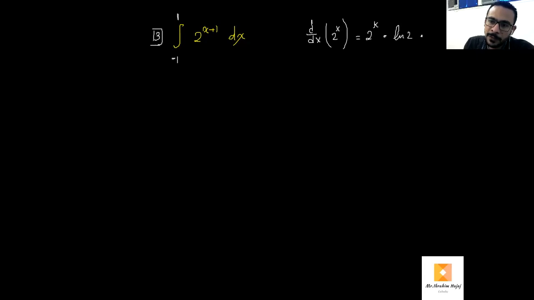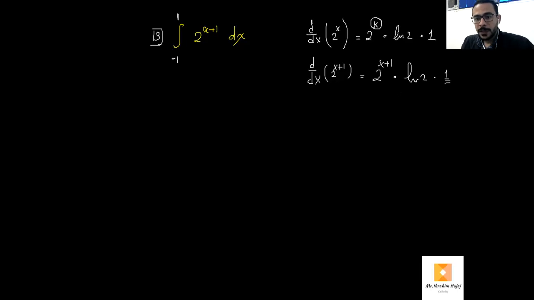Multiplied by the derivative of the exponent, which is 1 in this case. So what's the derivative of 2 to the power of x plus 1? It's the same, write it as is: 2 to the power of x plus 1 times ln 2 multiplied by 1 also, since the derivative of x plus 1 is 1. But if it were x squared, it would be multiplied by 2x, and so on.